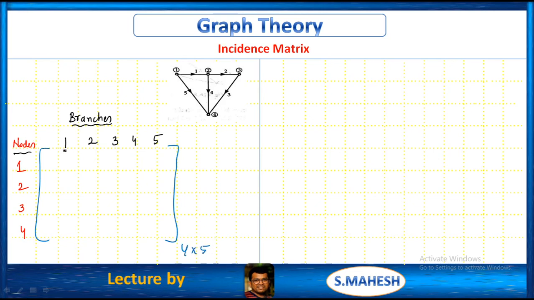From this, branch 1 is oriented away from this node 1. Obviously, what is the value? This is 1. Like that, branch 2 with respect to node 1, there is no value, right? 0. Like that, branch 3 with respect to node 1, no. Branch 4, like that, no. See, branch 5 is oriented away from that node 1. Now it is 1. Clear?